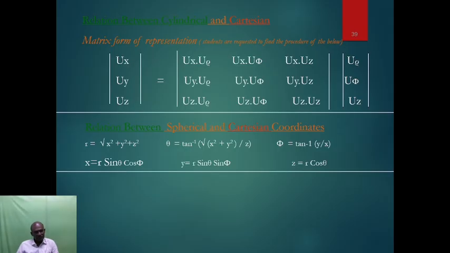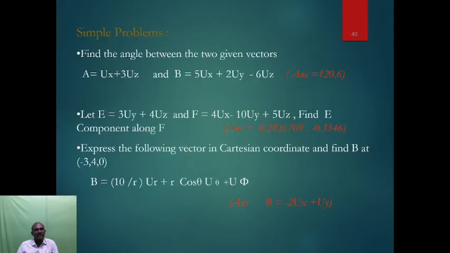In this manner, we can give the relations of x, y and z of Cartesian to the spherical quantities. So x is equal to r sin theta cos phi, y is equal to r sin theta sin phi, and z is equal to r cos theta. Using these we can solve any type of problems.